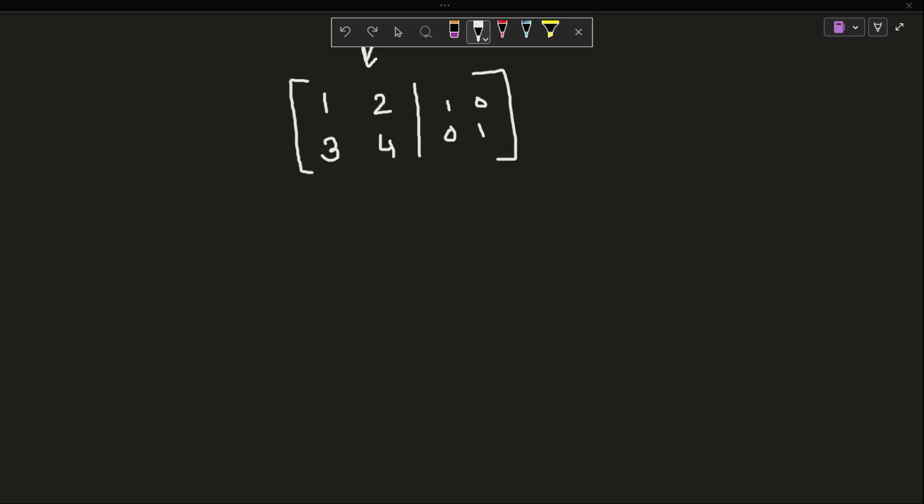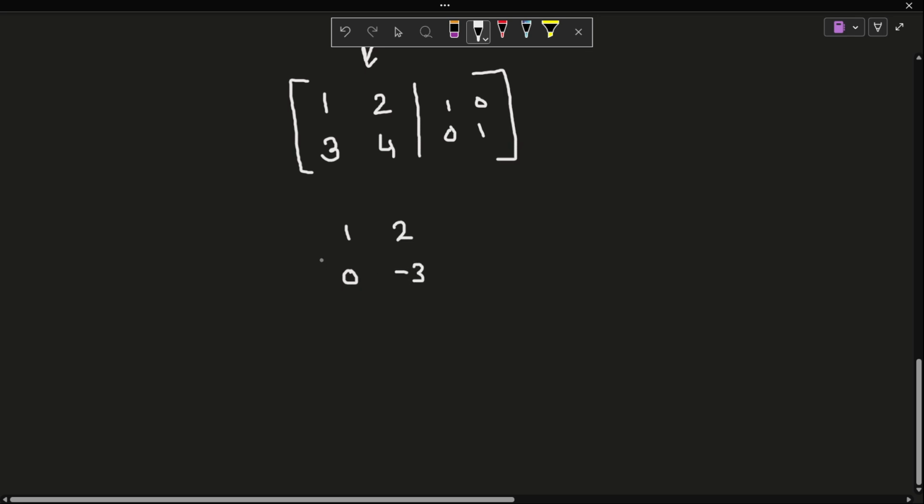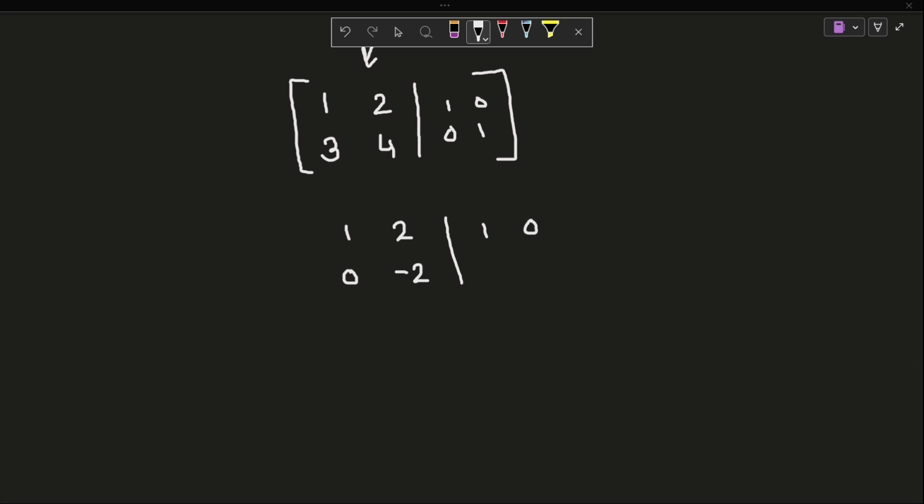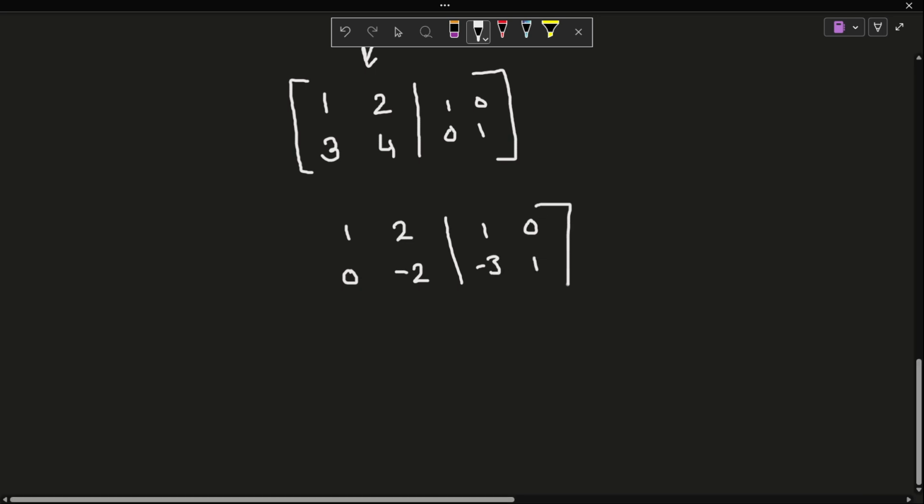So let's convert this into our identity matrix. So we're going to do that by saying that we're going to get rid of the 3 here by multiplying by -3 times the first row and adding it to the second. And then we're also going to do that to the other side because we have to do it to the whole matrix, right? This whole thing is our matrix. So if we do that to the other side, then we should get something like this.